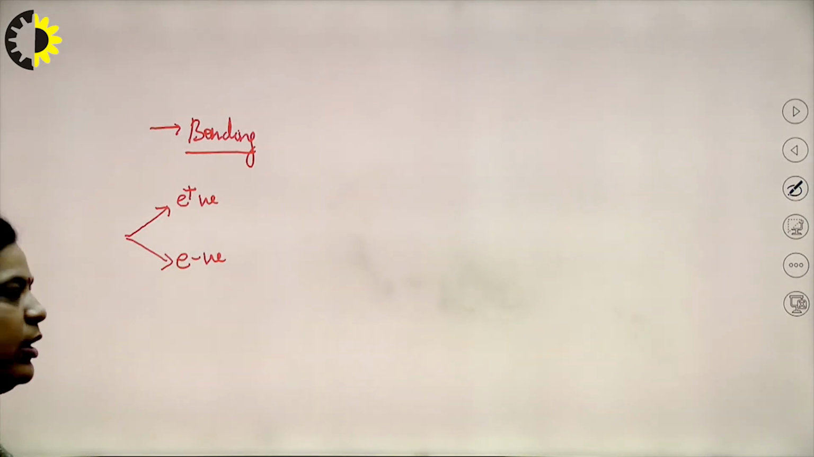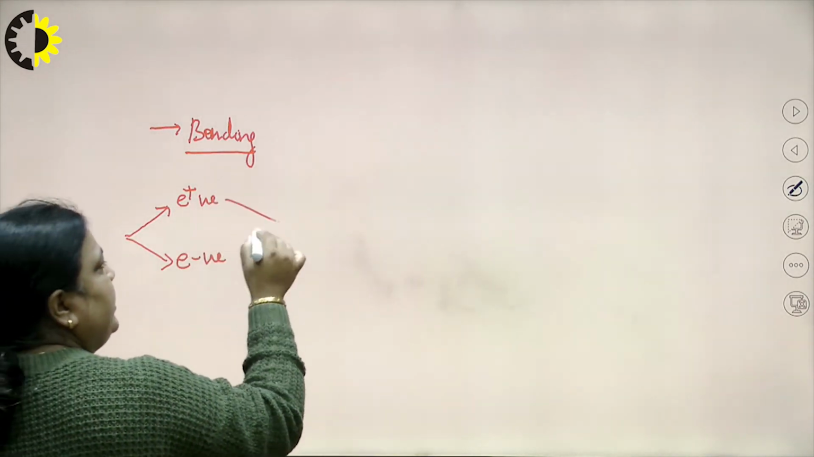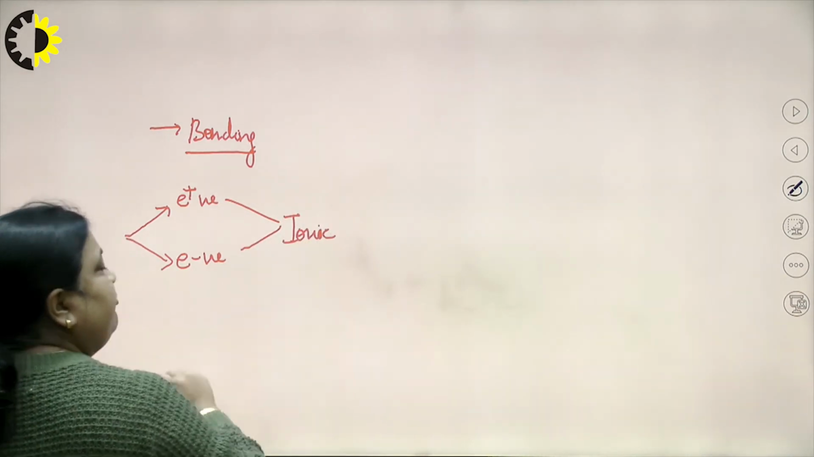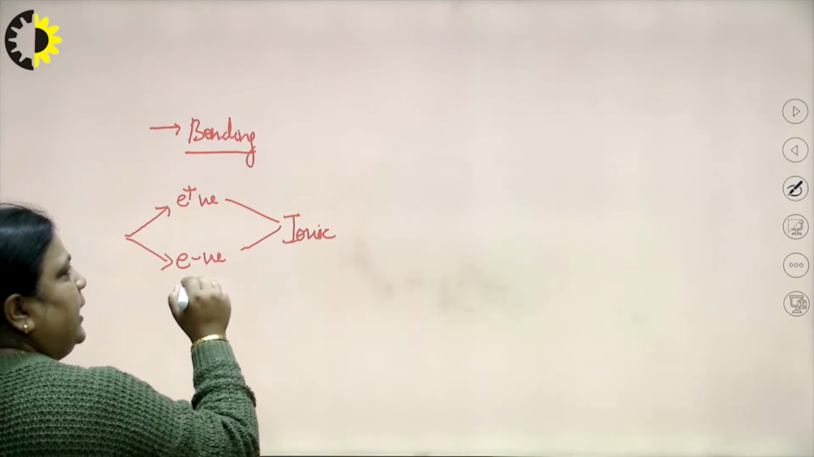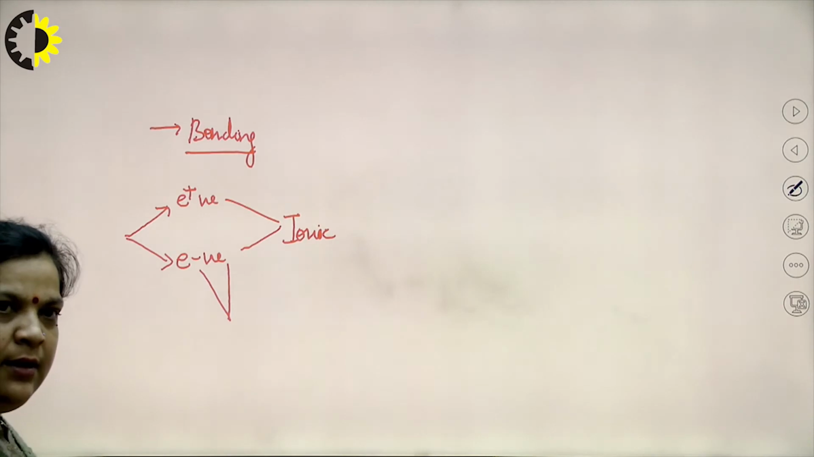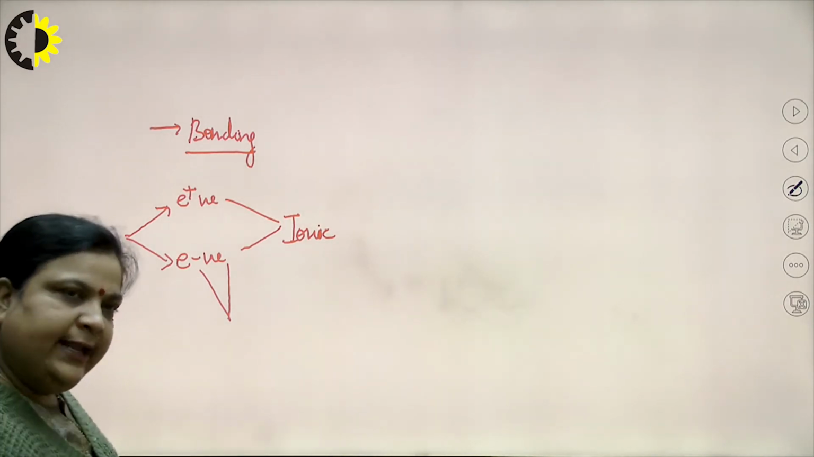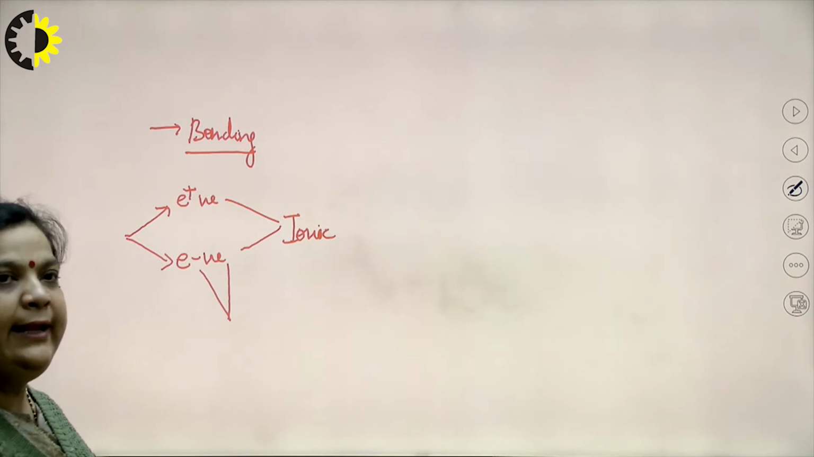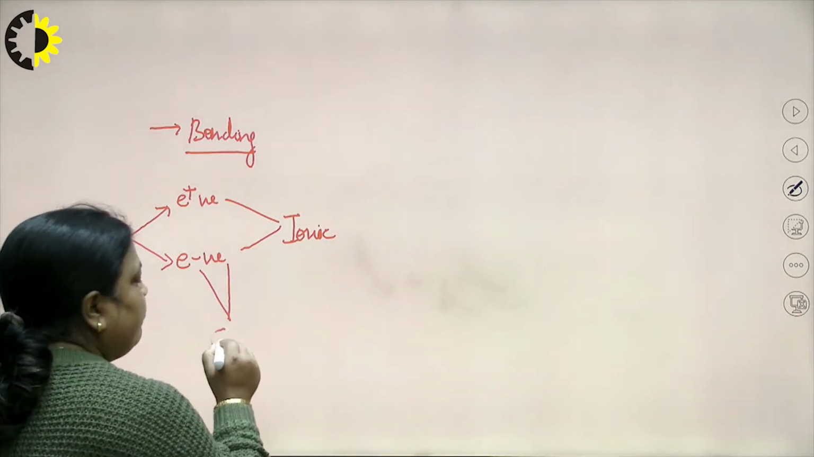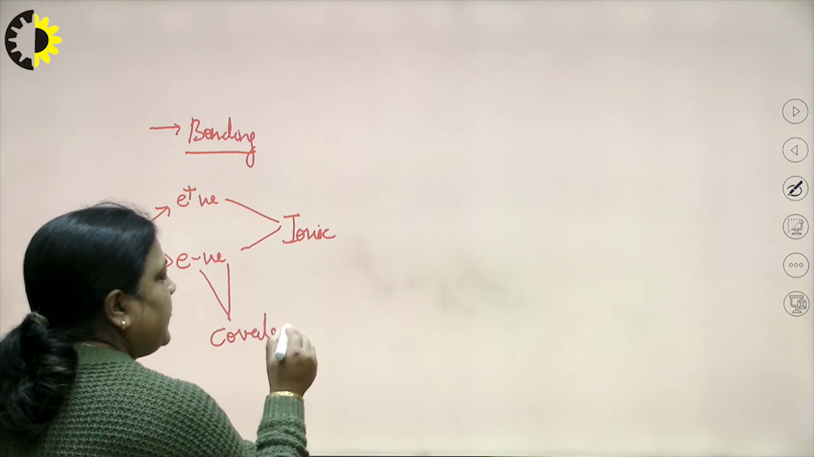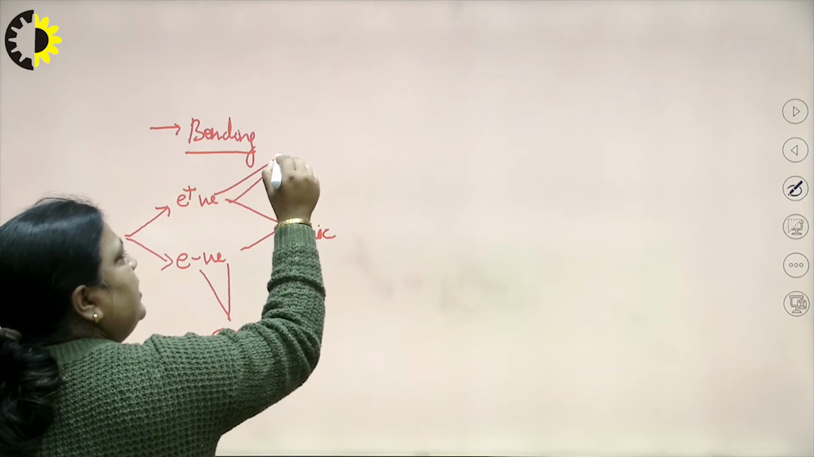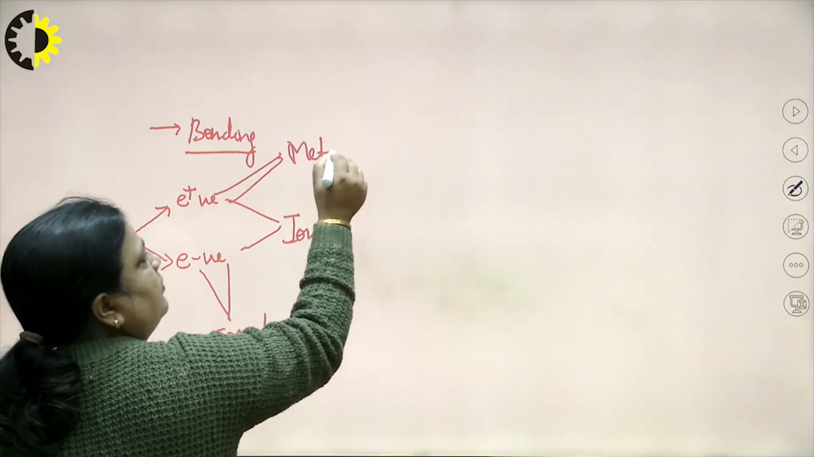So, if there is a bonding between electropositive and electronegative, then an ionic bond gets formed. And if there is a bonding between electronegative and electronegative, that is by sharing. If I require, I will take the electron, and if you require, you will take the electron, that is sharing between two atoms, then a covalent bond gets formed. And if there is an interaction between electropositive and electropositive, then we can say a metallic bond gets formed.